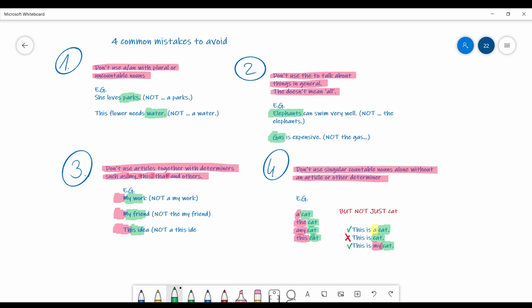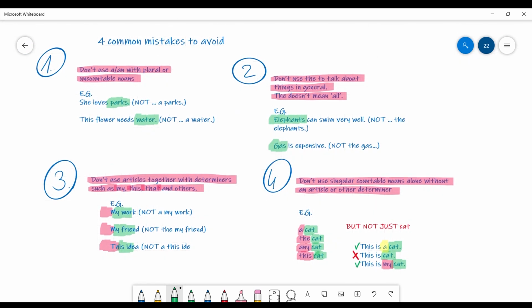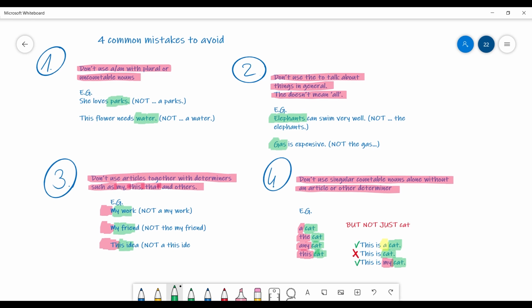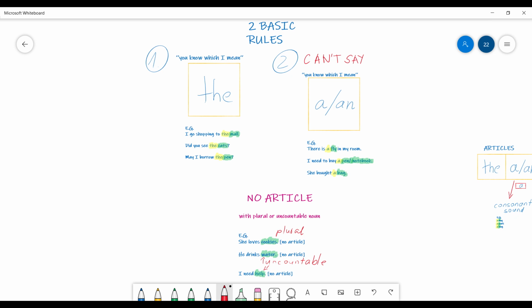Okay, let's look once again at all the 4 common mistakes to avoid. Try to memorize, as always. Try to think about your own examples, your own practice. And at the end of this class, I will give you a little brief summary of all this whiteboard work for you to review.